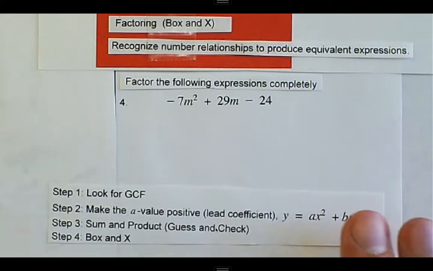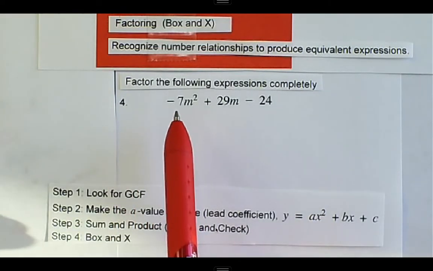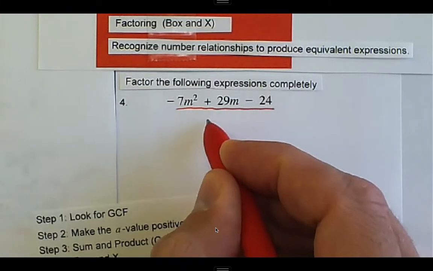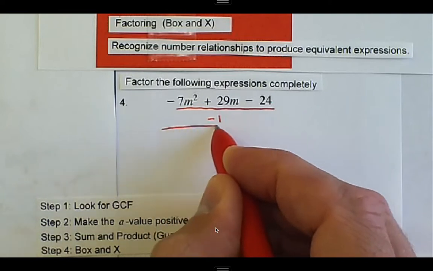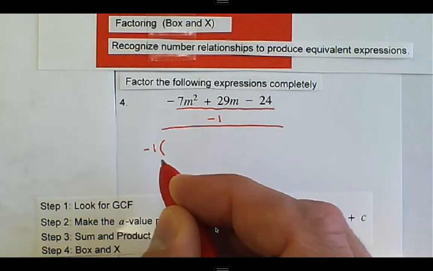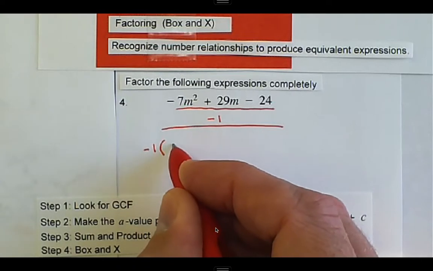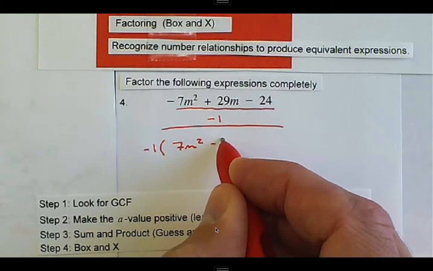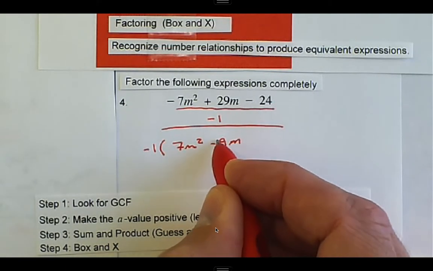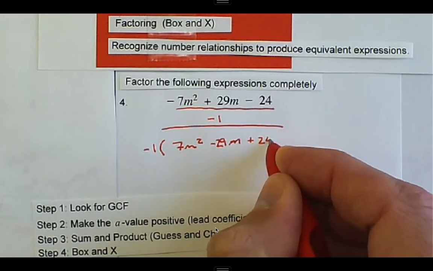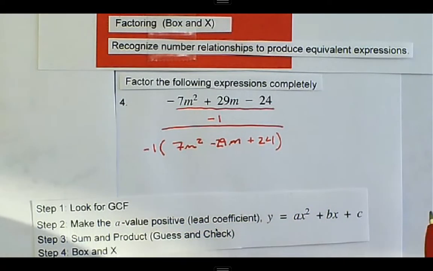And we have a -7 for our a value, so we want to make that positive. We divide the whole thing by -1. And so we get -1 outside of the parentheses, but then left in, we still have the 7m squared, now it's a -29m and a plus 24. So we just change the sign in front of all those coefficients.